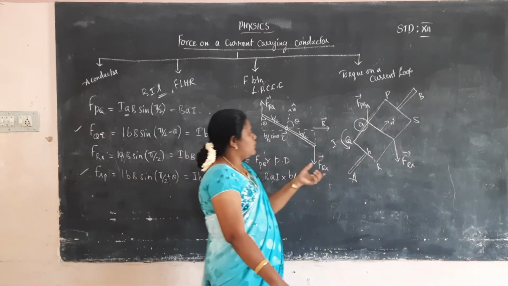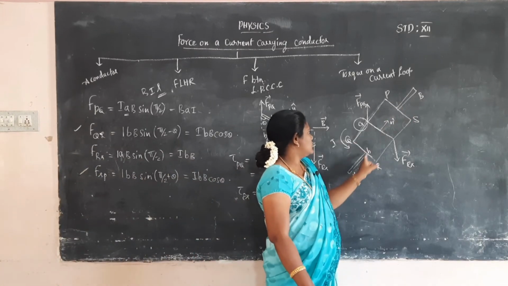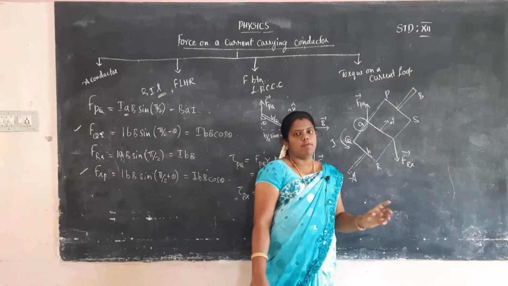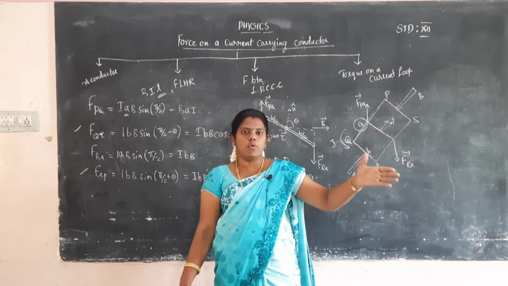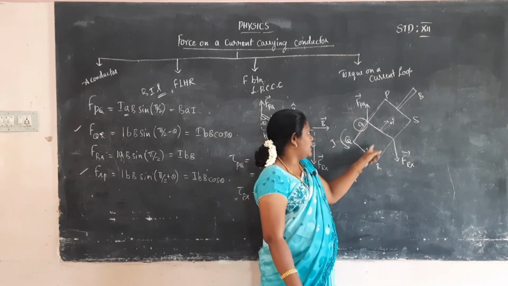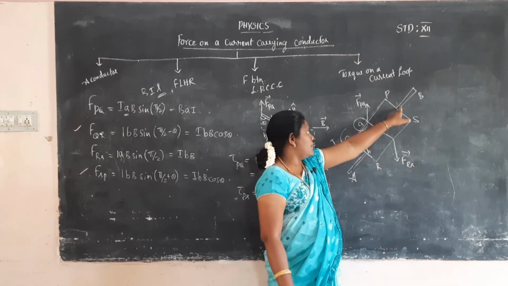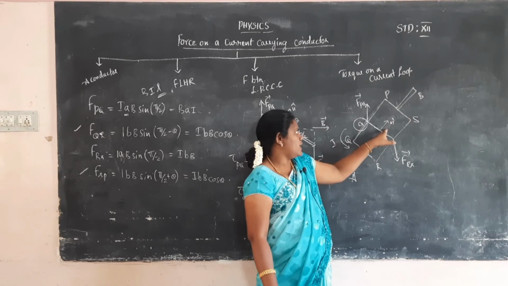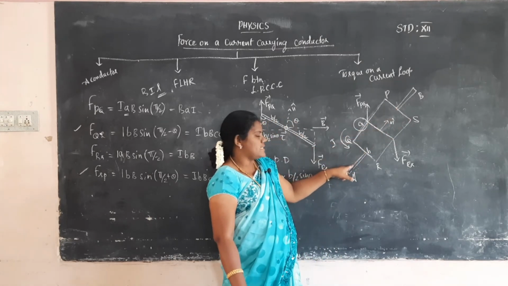FQR, where is FQR? Those are the two terms. The force will be created, but it will be going in a straight line. They will be opposite to one another, but moving in a straight line because the arm is there, the normal line is there. All are lying in the same direction.